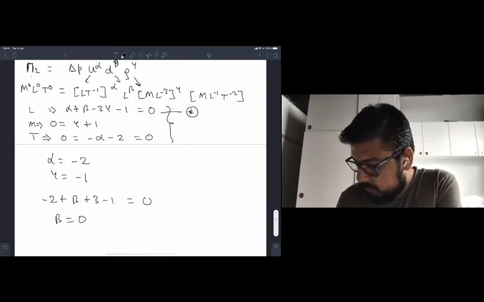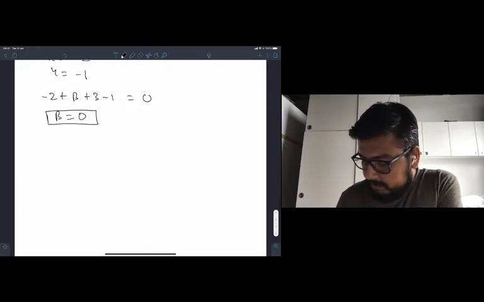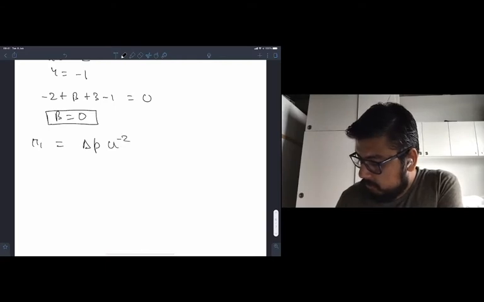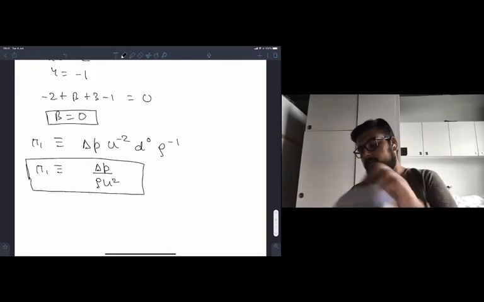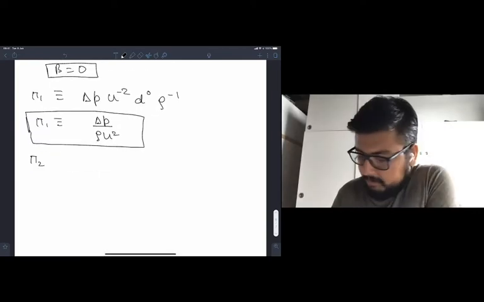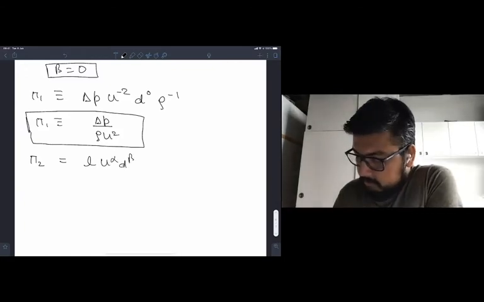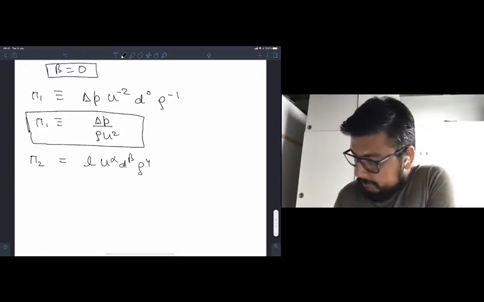then I get beta equal to 0. So basically what I have as pi1 is delta P u to the power minus 2 times rho to the power minus 1. So pi1 is nothing but delta P upon rho u squared. And this is the first dimensionless group that I have. To form the second one, we are going to use L u^alpha d^beta rho^gamma.